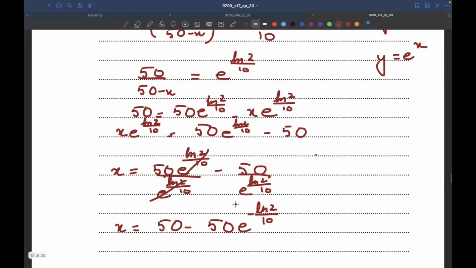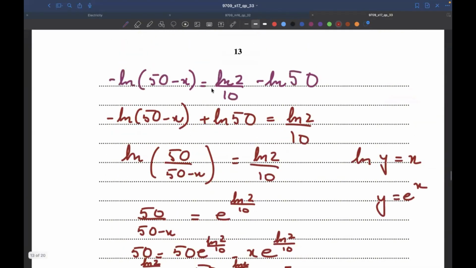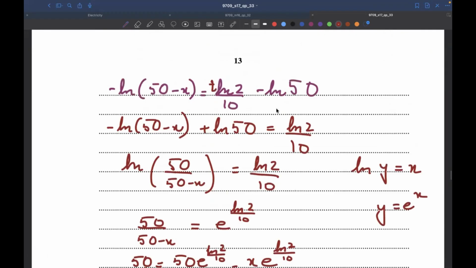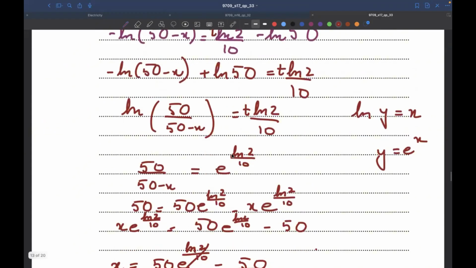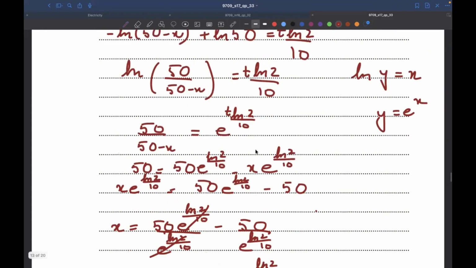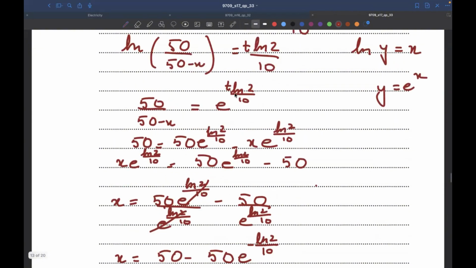Just one small correction over here. This was supposed to be kt, so we had to mention a t over here. So this will be t over here as well, over here as well, and then over here as well. So nothing changes in our answer except the fact that we will have this as e to the power t ln of 2 upon 10.